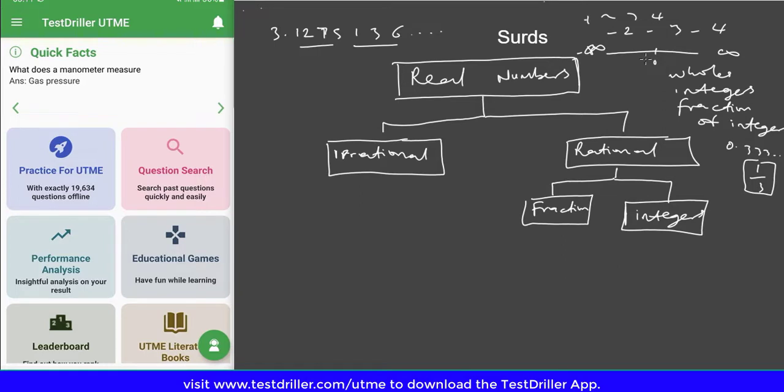Then we have another class known as fraction, which is under rational. A fractional number is one you can write as a fraction like 2 over 5, or you can write it as 0.4. The key difference between a fraction and an irrational number is this. A fraction has either terminating decimals, like 0.25. This is a terminating decimal, right? So this can be expressed as a fraction.